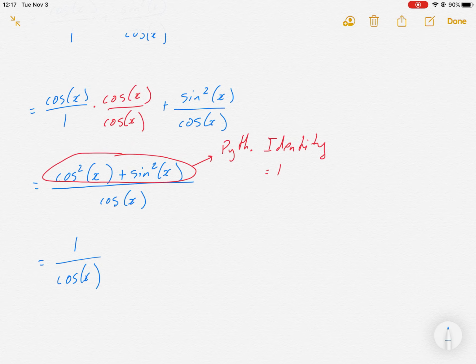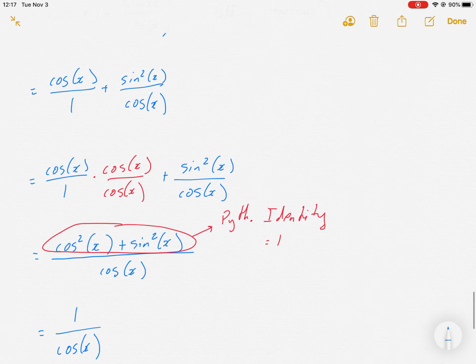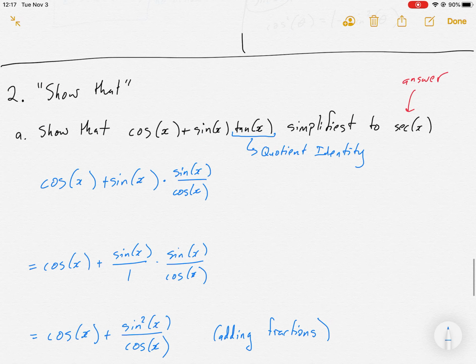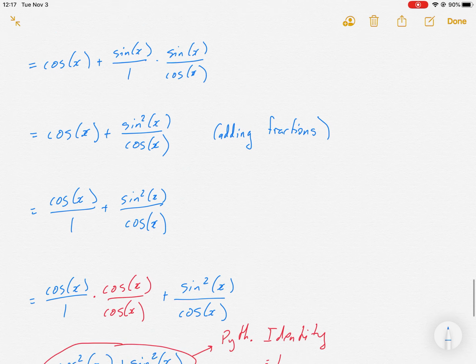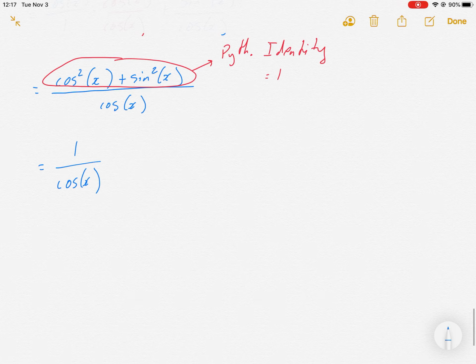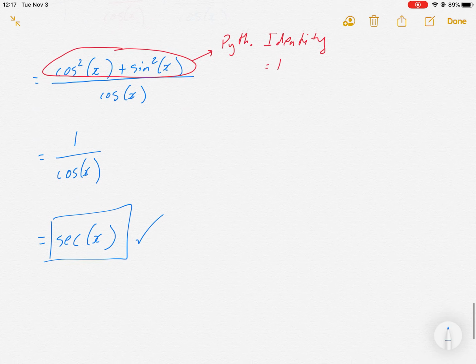So at this point, we've just kind of been doing stuff, working through, trying to make this look a bit simpler. Let's go back and see what the answer should be. I need the answer to be secant of x. So at this point, I'm pretty much there because the reciprocal identity tells me that this just equals secant of x. So I'm done. I got to the point where this is actually the answer. Again, I don't really care about the answer because I'm giving it to you. I'm more interested in seeing your work.